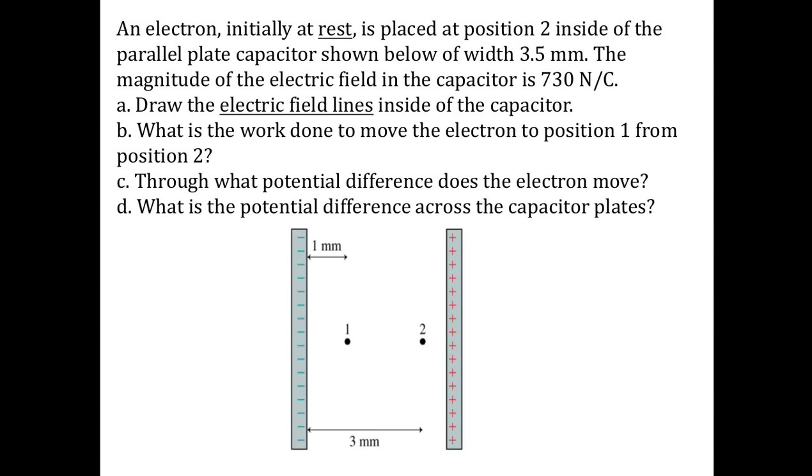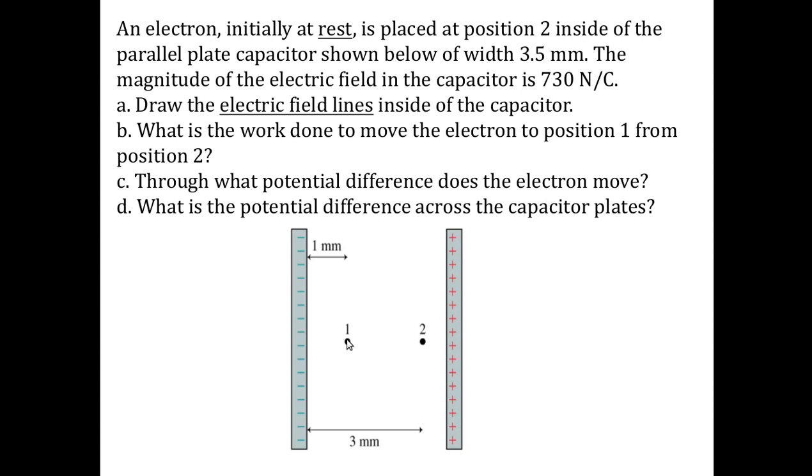So some good practice would be to take the same problem, same dimensions, and put a positive charge at position 2. Now we know that this positive plate is going to push the proton, right? Let's make it a proton. So put the proton at position 2. We know the positive plate is going to push the proton to position 1.